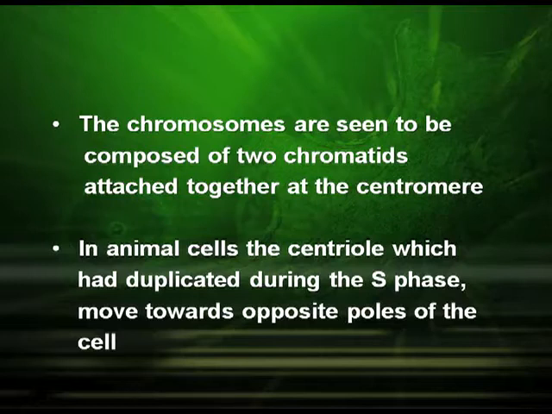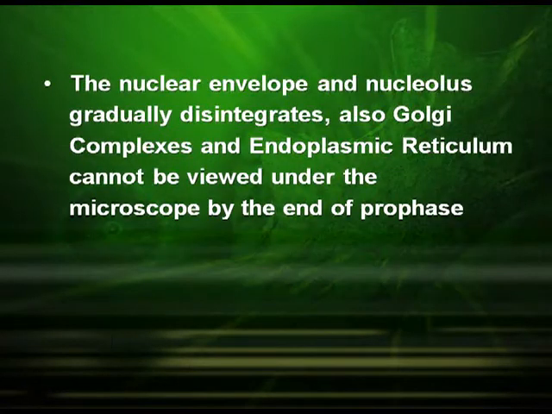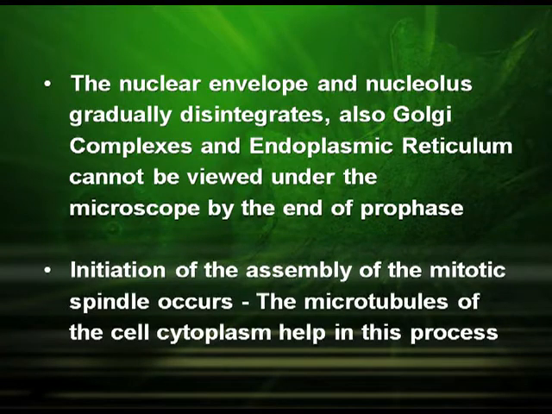In animal cells, the centriole, which had duplicated during the S phase, moves towards opposite poles of the cell. The nuclear envelope and nucleolus gradually disintegrate. Also, the Golgi complex and endoplasmic reticulum can no longer be viewed under the microscope by the end of prophase. Initiation of the assembly of the mitotic spindle occurs. The microtubules of the cell cytoplasm help in this process.